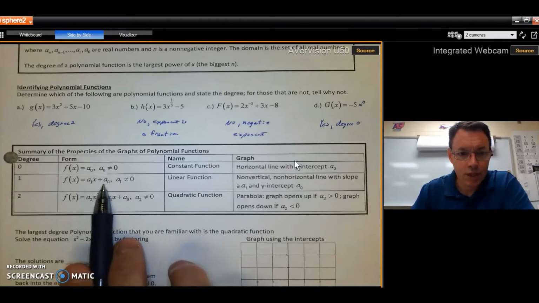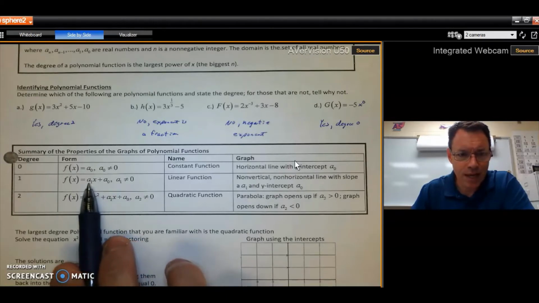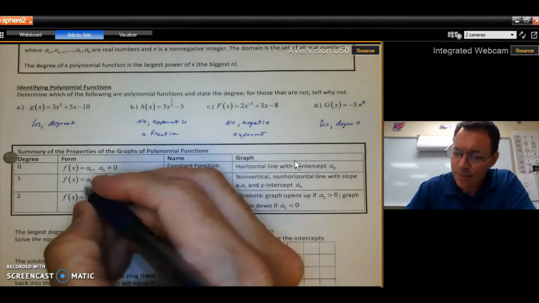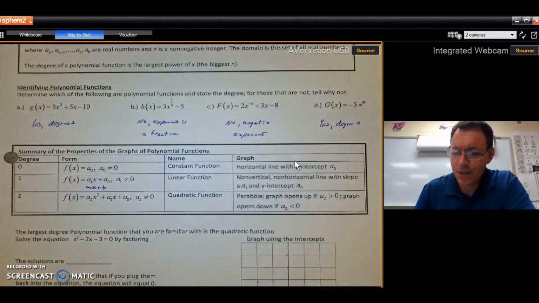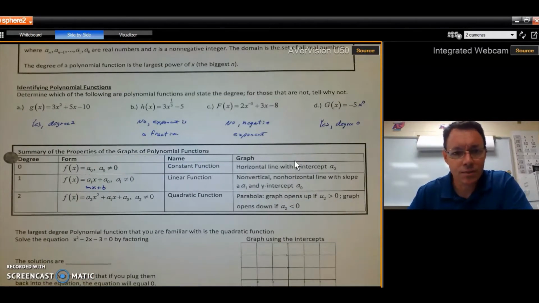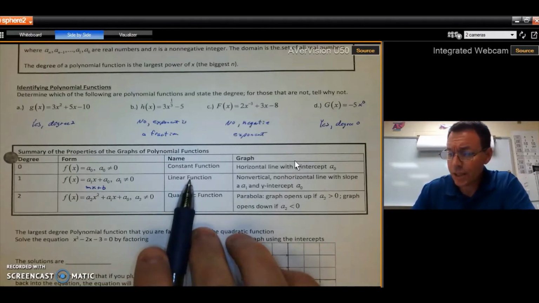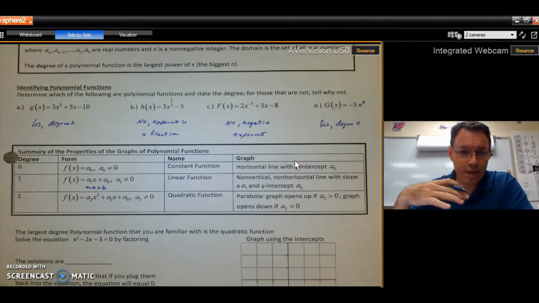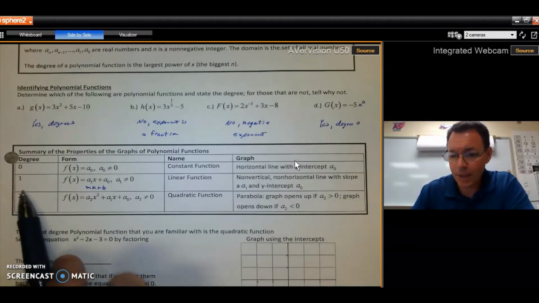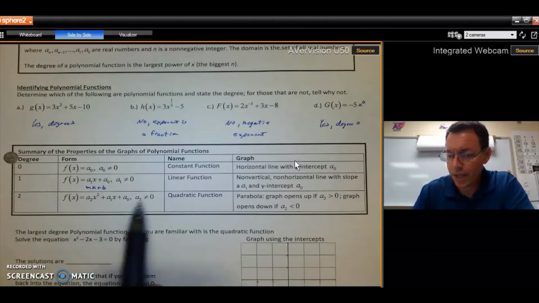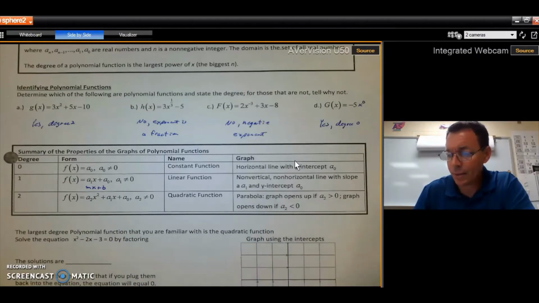Now, this looks like it's written kind of confusing, like a1x plus a0. This is just slope-intercept form, mx plus b. They're just being consistent using the a's as the coefficients and the constants. So that's a linear function, and the graph of that would be a line. It can't be vertical, but it also is not going to be horizontal if it's to the first power like that. And then the last one that you are very familiar with would be a quadratic. A degree of 2 is a quadratic, and the graph of that looks like a parabola.